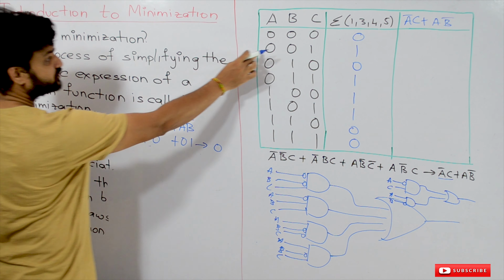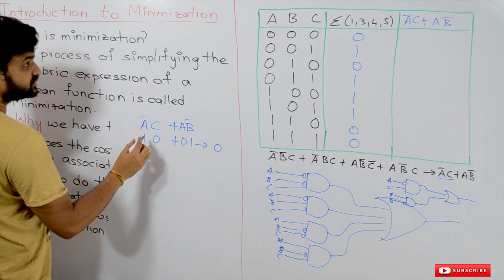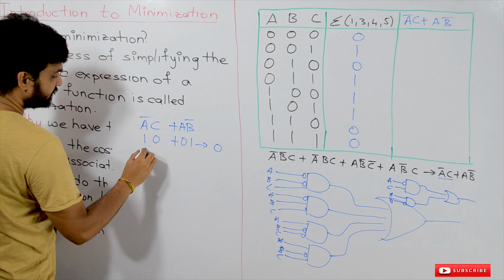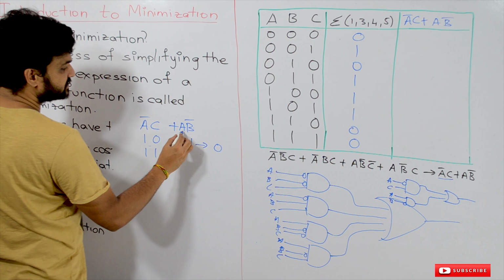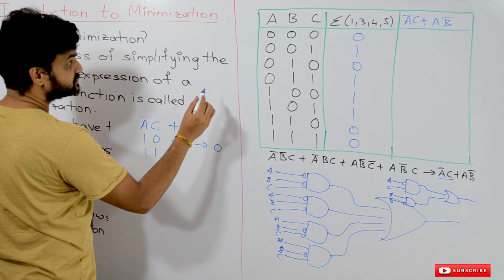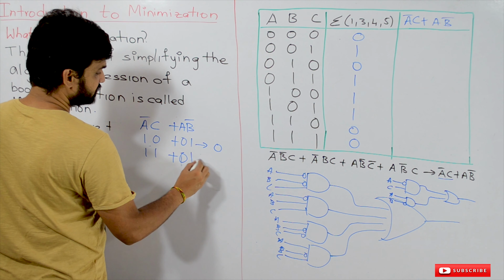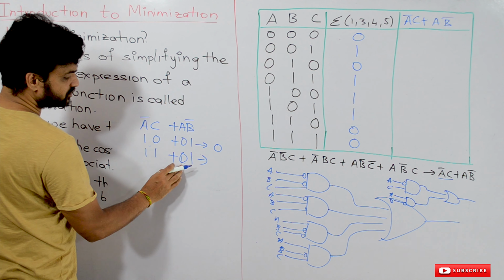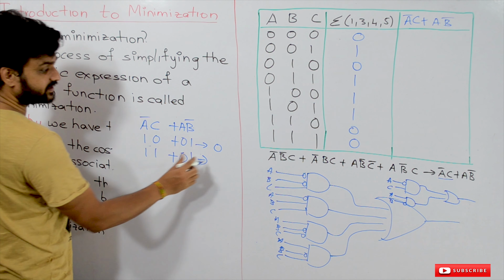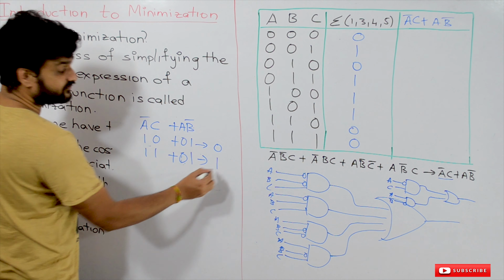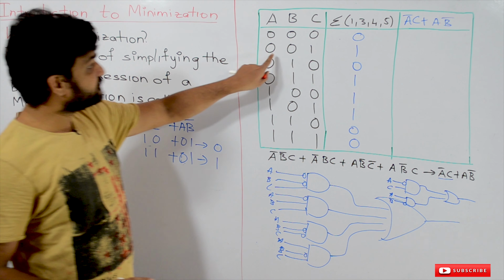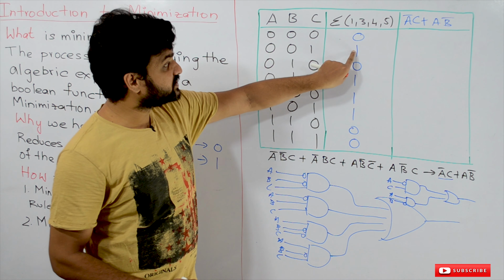If you take the input as 0 0 1, 0 0 1 means C is going to be 1. It is 1 1 plus A is 1, A is 0, B is 1. So it will produce 1 and it will produce 0, because it is the plus operator. It is going to produce an output of 1. See here, wherever we have 1, it is producing an output of 1.